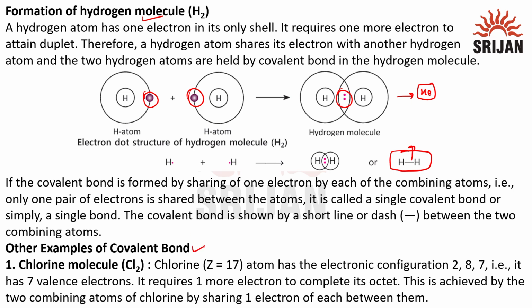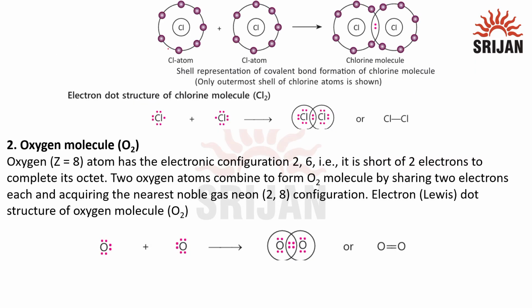Now talking about chlorine, we know that the chlorine electronic configuration is 2, 8, 7 because its atomic number is 17. So here we know that chlorine only needs one electron to complete its octet. So what happens between two chlorine atoms? Here both the atoms will have 7 electrons in the outermost shell. So they will share one electron from each side, so that the octet of chlorine will be completed.